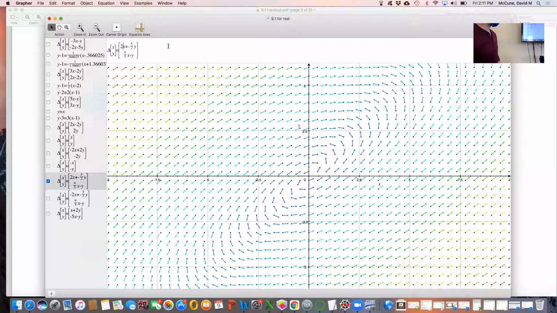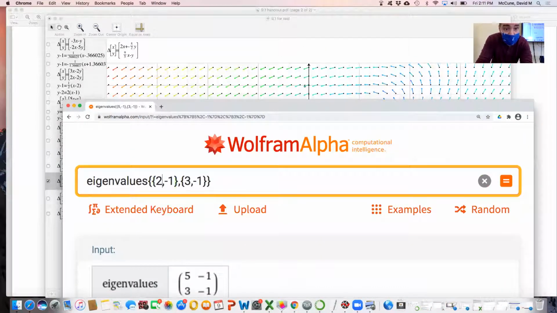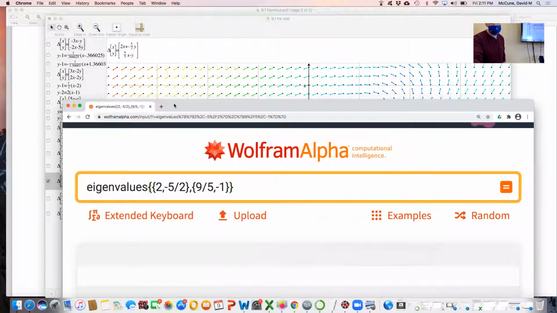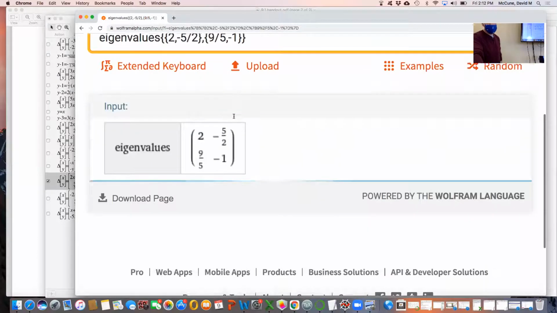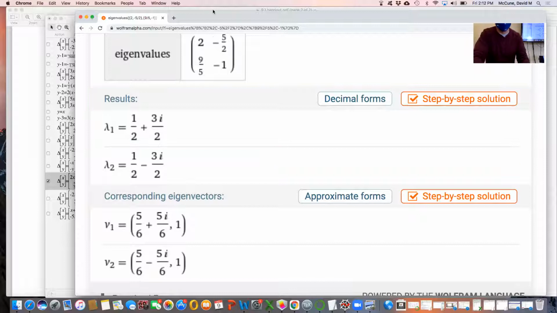Okay, so you see this picture? Much different, right? Like a spiral. So now if I go to Wolfram and I type in this matrix that I used to get it, the matrix is 2, -5/2, 9/5, -1. Wolfram gives me this. Here are my eigenvalues now, the complex. So as we've already discussed, complex eigenvalues give you the sort of spiral behavior.